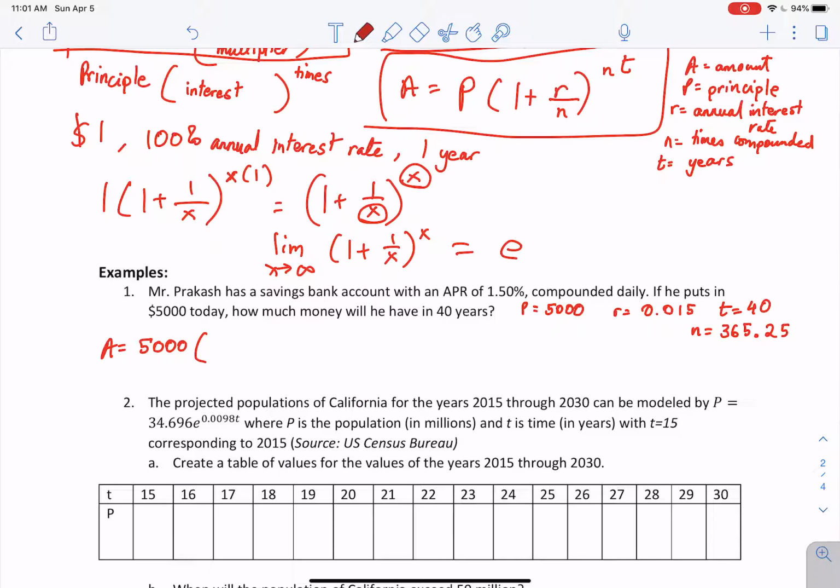So our initial value is $5,000, and we're going to put in an interest rate of 0.015 divided by 365.25, raised to the 365.25 times 40. And I don't have a calculator on me right now, so I would put that into your calculator, and you'll find what that equals.